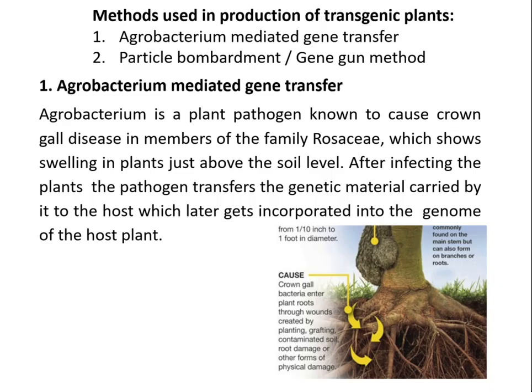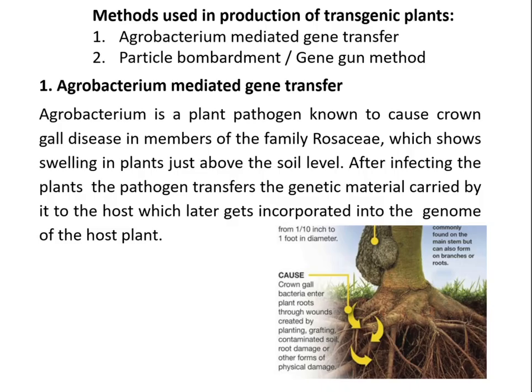In the first one, the agrobacterium mediated gene transfer method, agrobacterium, as you all know, is a bacterium that acts as a pathogen. It is known to cause a disease called crown gall disease in members of the family Rosaceae, where after the infection, the symptoms are seen in the form of swellings just above the soil level, that is at the lower node of the stem regions.